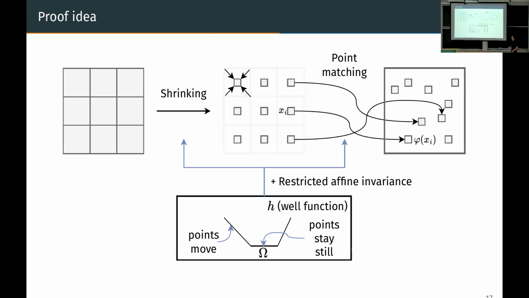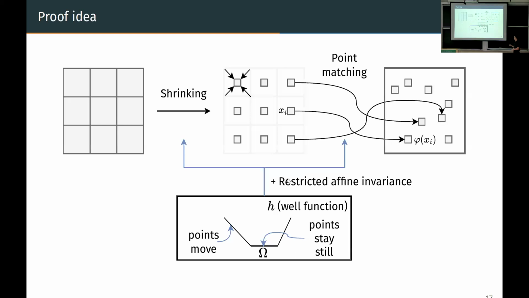And how do you do that? Remember that I said that we have a function that takes zero value on some convex domain and non-zero elsewhere. We call it the well function. If you use this function to drive the dynamics, any points inside the well will stay still, right? They won't move. And any points outside of it will start to move.